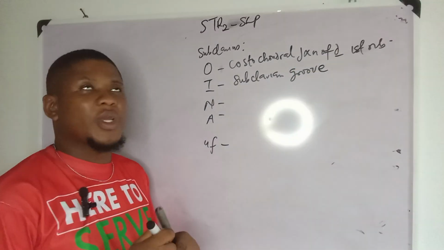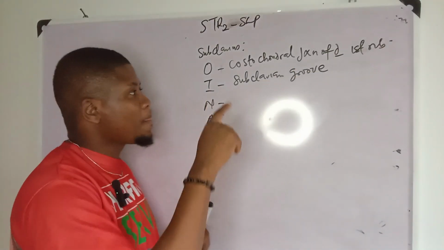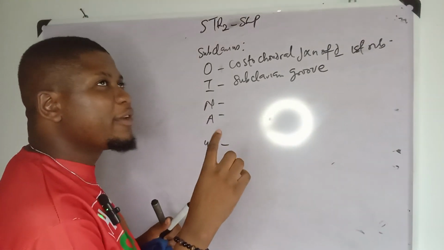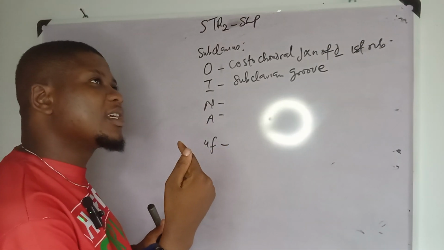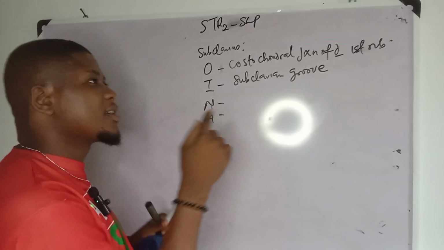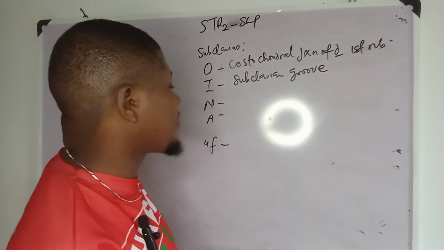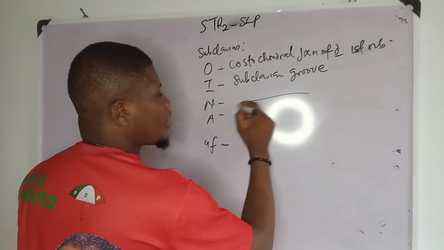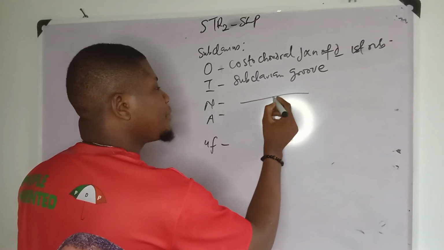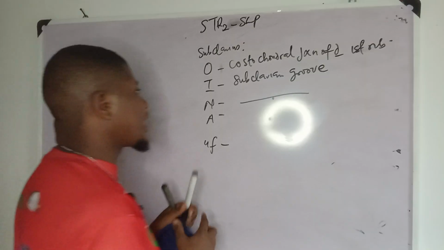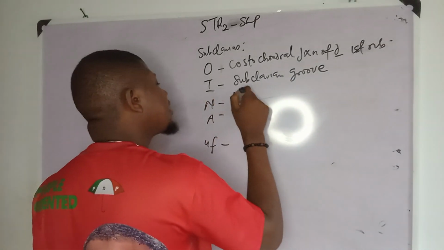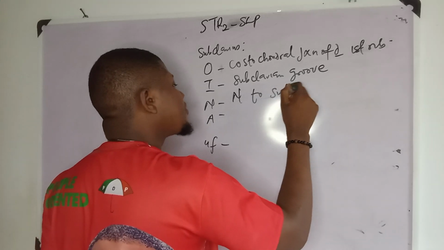This subclavian groove is located at the middle of the inferior aspect of the clavicle. Let's say this is the clavicle, this is the inferior aspect. You understand? The middle of the inferior aspect of the clavicle. That is where we locate the subclavian groove. Then the nerve supply is the nerve to subclavius.